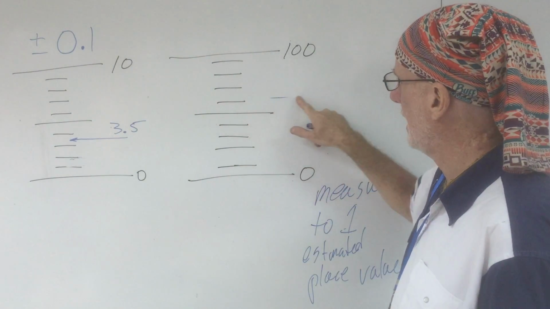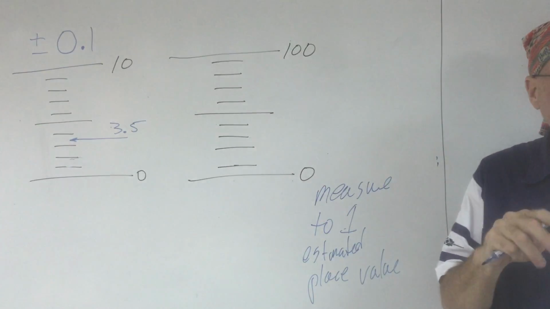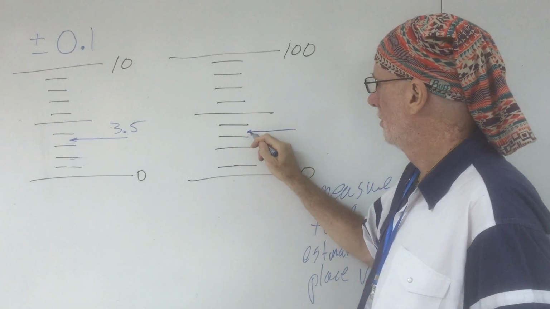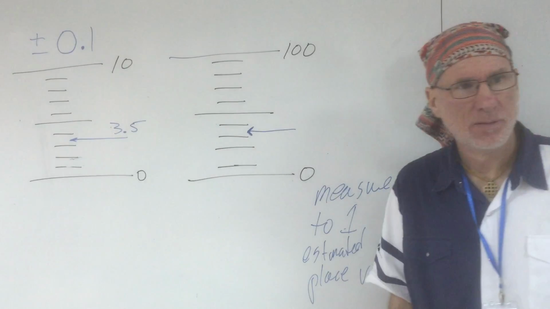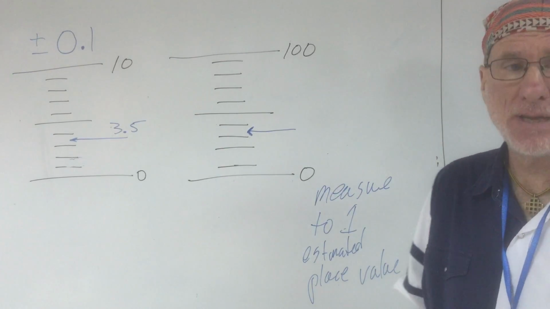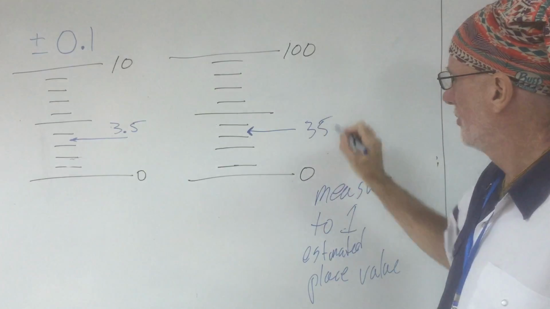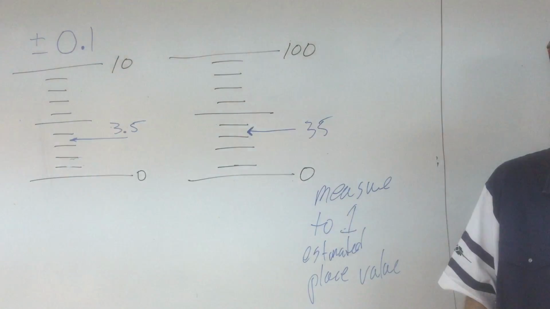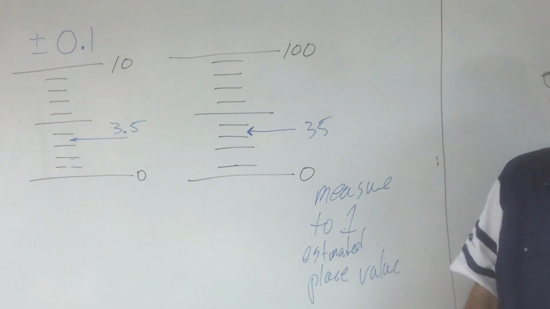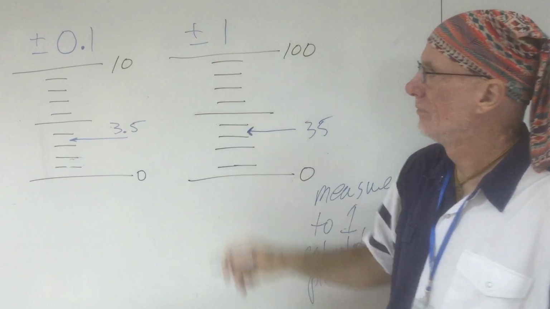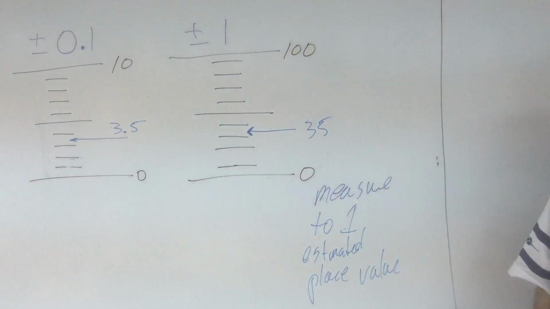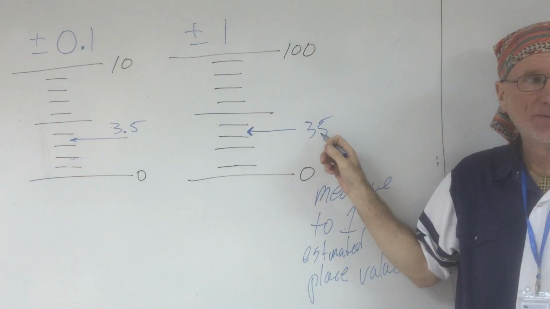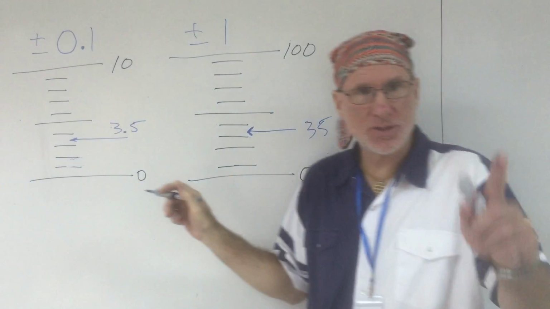I'm not sure I want to do that right yet, but I will in a minute. Let's do this one instead. Let's say halfway between these two. 35, right? What place value did you estimate? Ones, right? So every measurement must have a ones place.